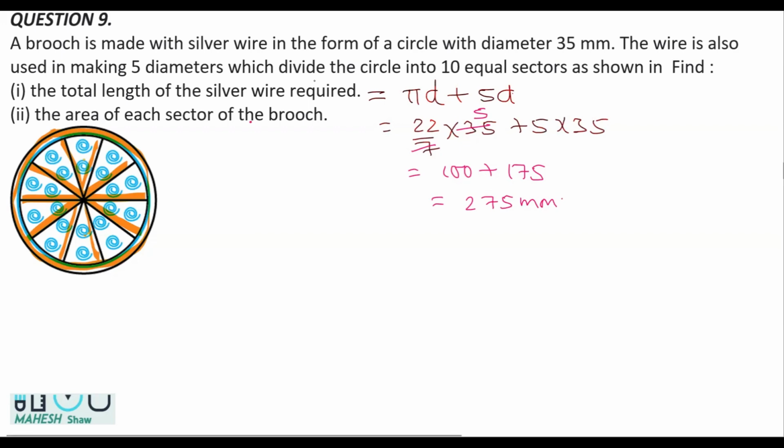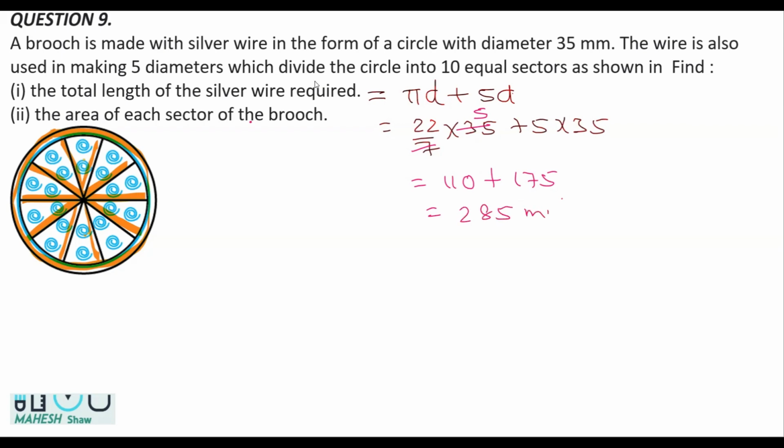This is something wrong I'm doing. This is what? 22 into 5 is 110. This is 110 plus, and this is coming as 175. Yes, so it should be 285. Yeah, which I remember the answer.